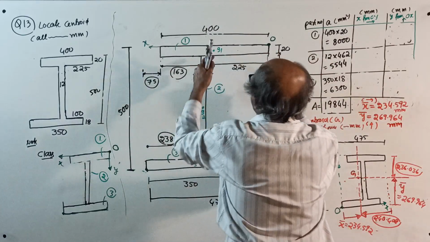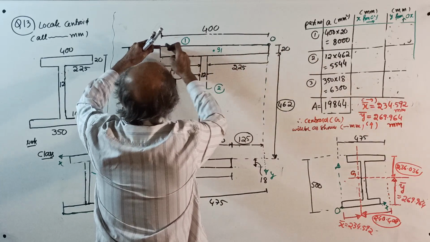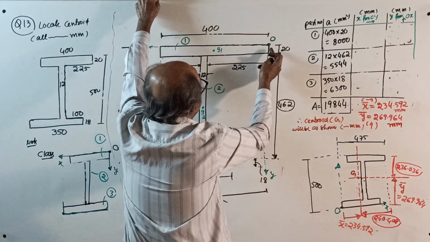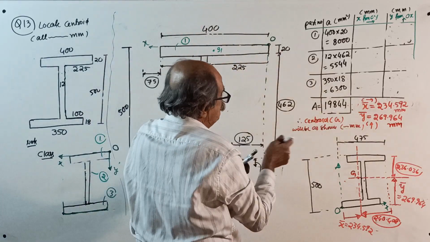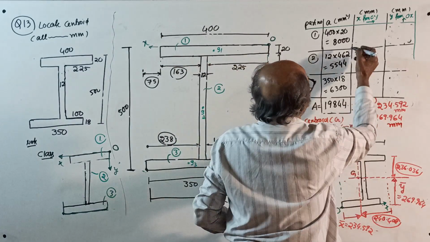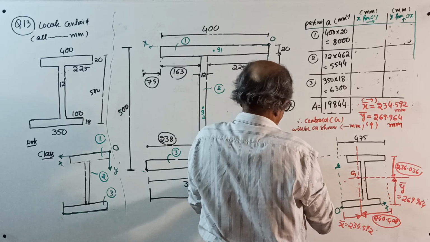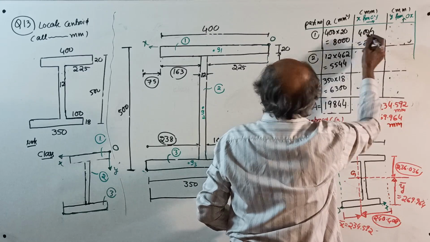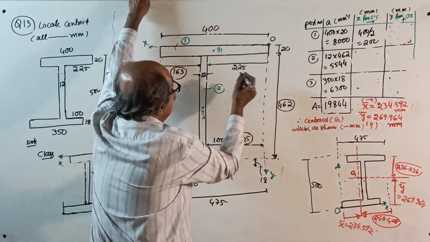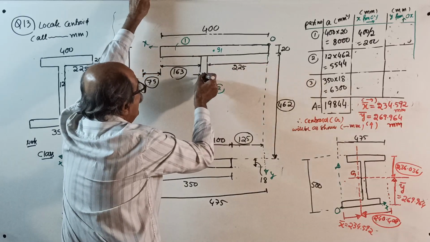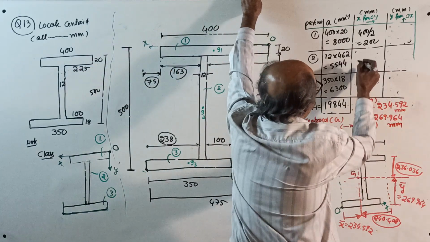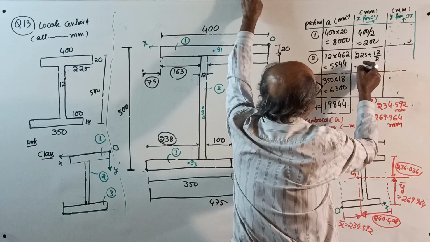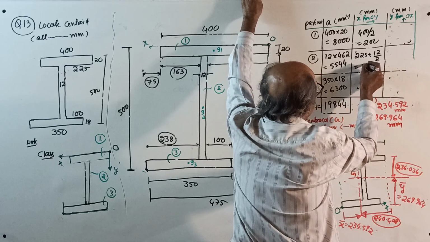For x1, see here, figure number 1 is here. This is 400 from here. Last time it was 75 plus half of 4. Now directly from here to here is 400 by 2, very easy. 400 by 2 equals 200. Figure 2 is 225 plus half of 12, which is 225 plus 6, 231 millimeter only.